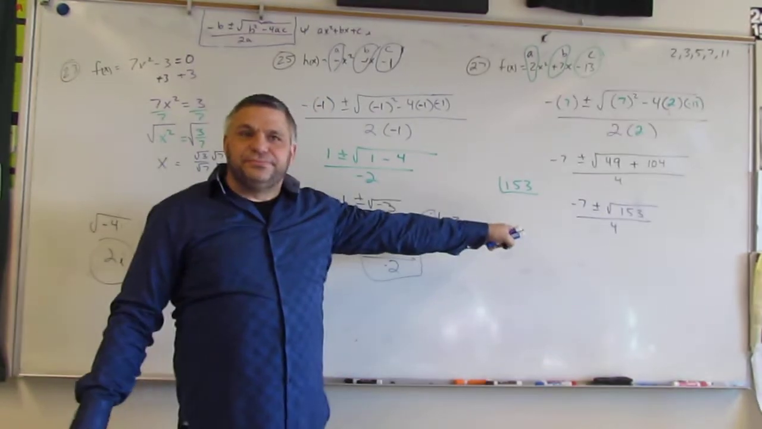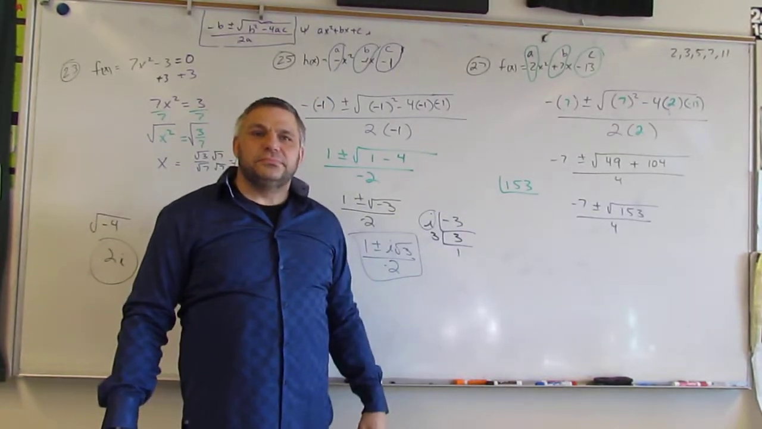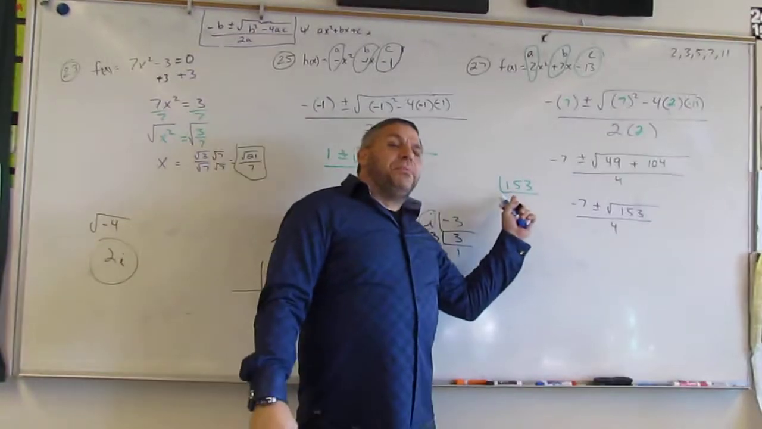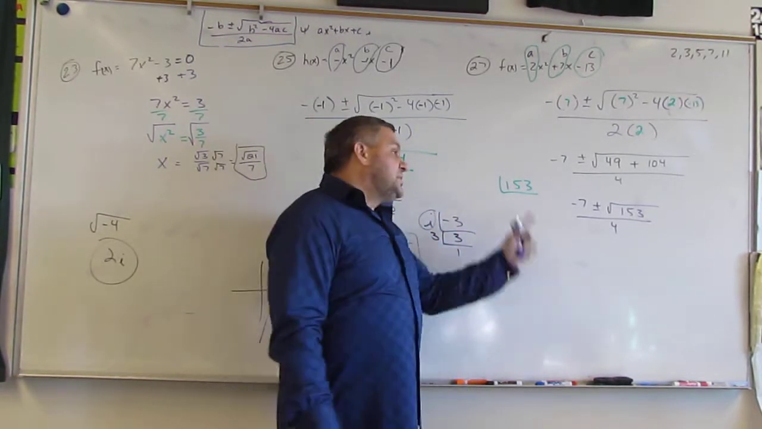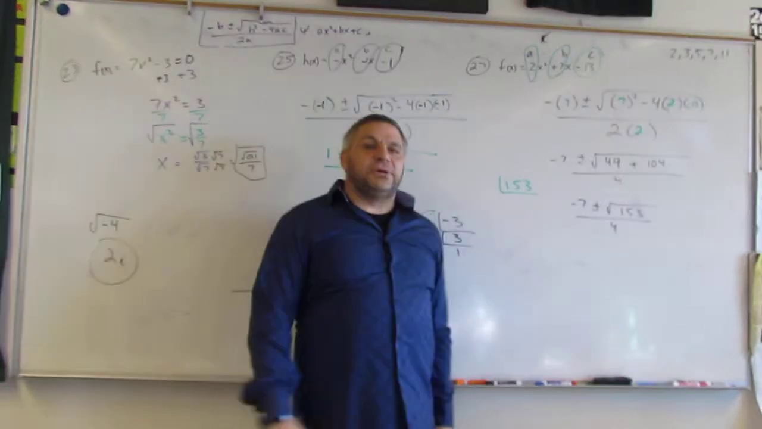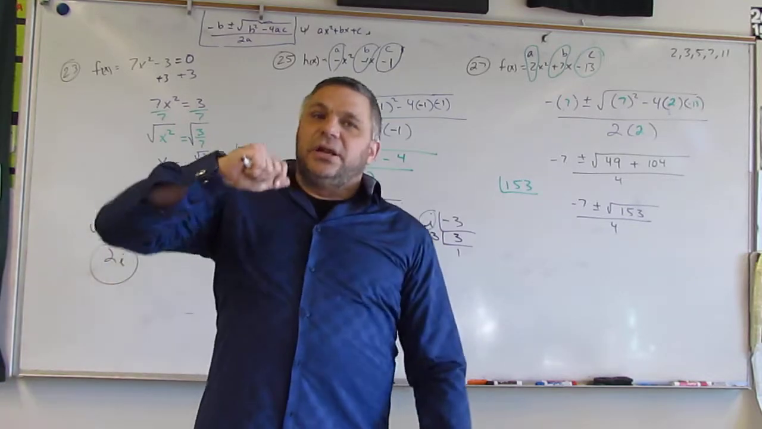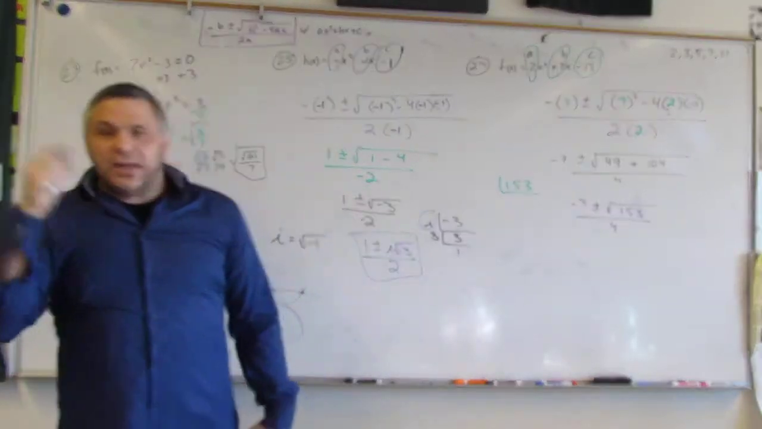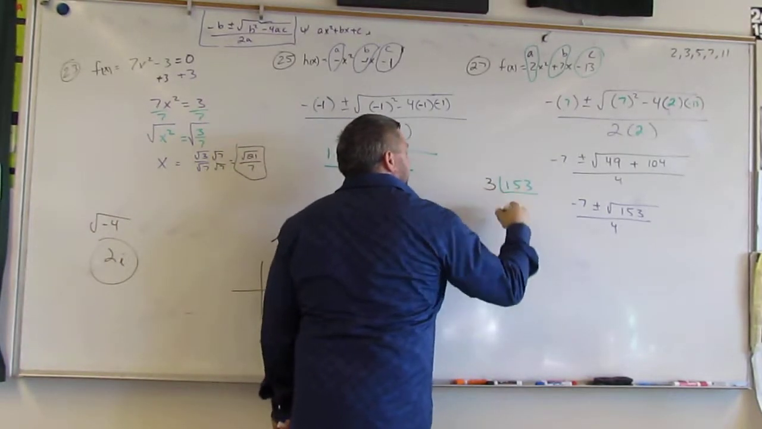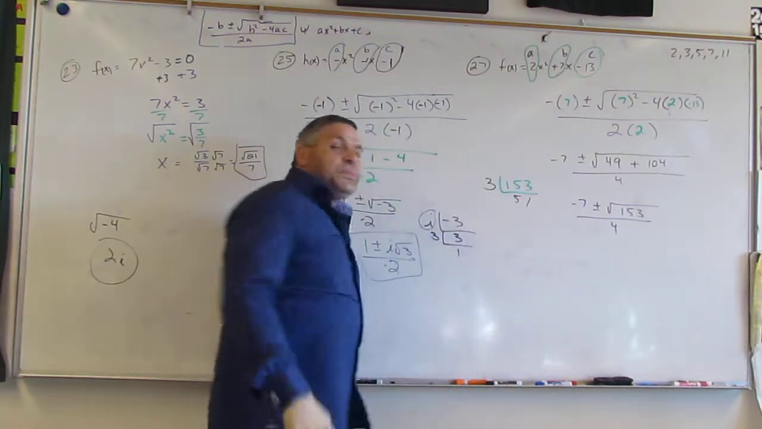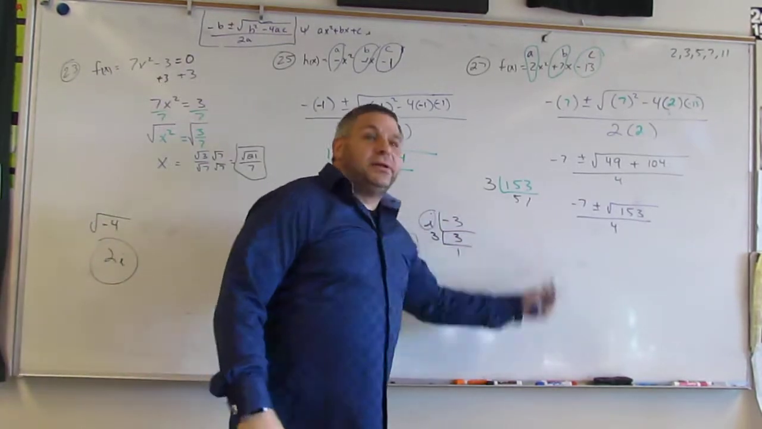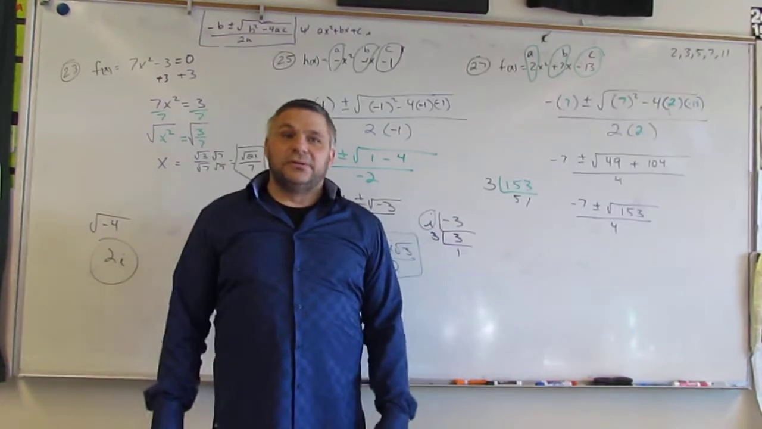Does 3 go into it? Yeah. Why? If you take a look, what's 1 plus 5? 6. What's 6 plus 3? 9. Is 9 divisible by 3? Yeah. Then 153 is. You can add the digits, and if that number is divisible by 3, then the number is divisible by 3. Every time. So 3 goes into 153. 3 goes into 15 5 times. 3 goes into 3 once. Is 51 divisible by 3? Yeah, because what's 5 plus 1? 6. Is 6 divisible by 3? Yeah. Then 51 is.